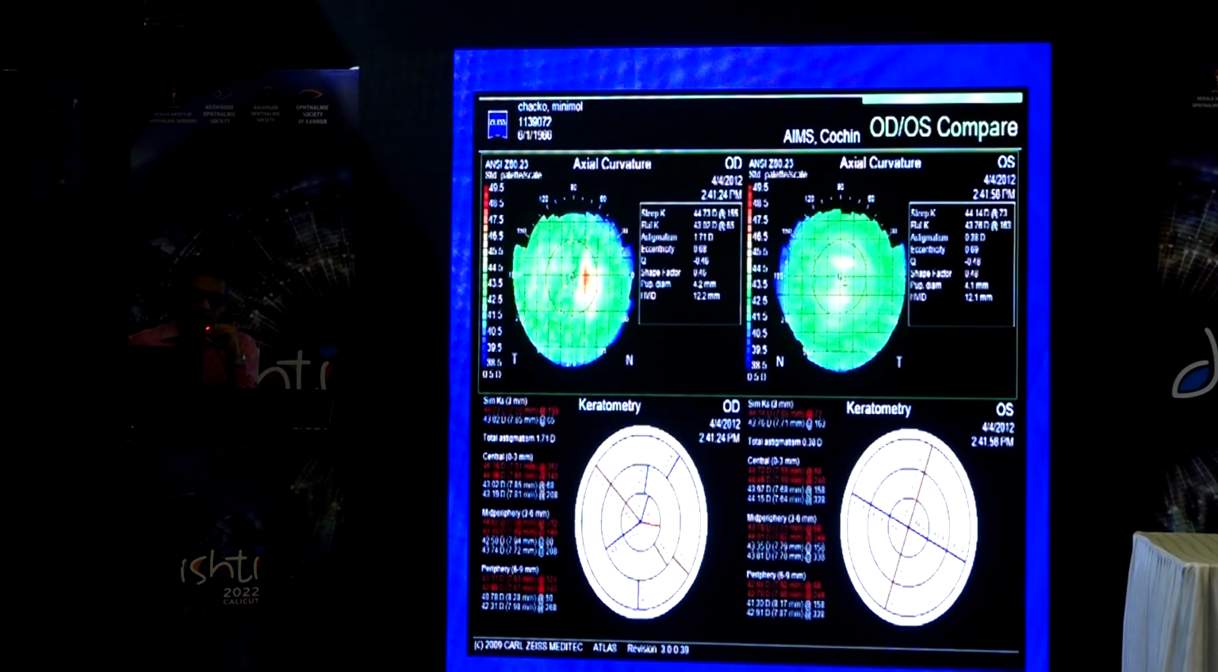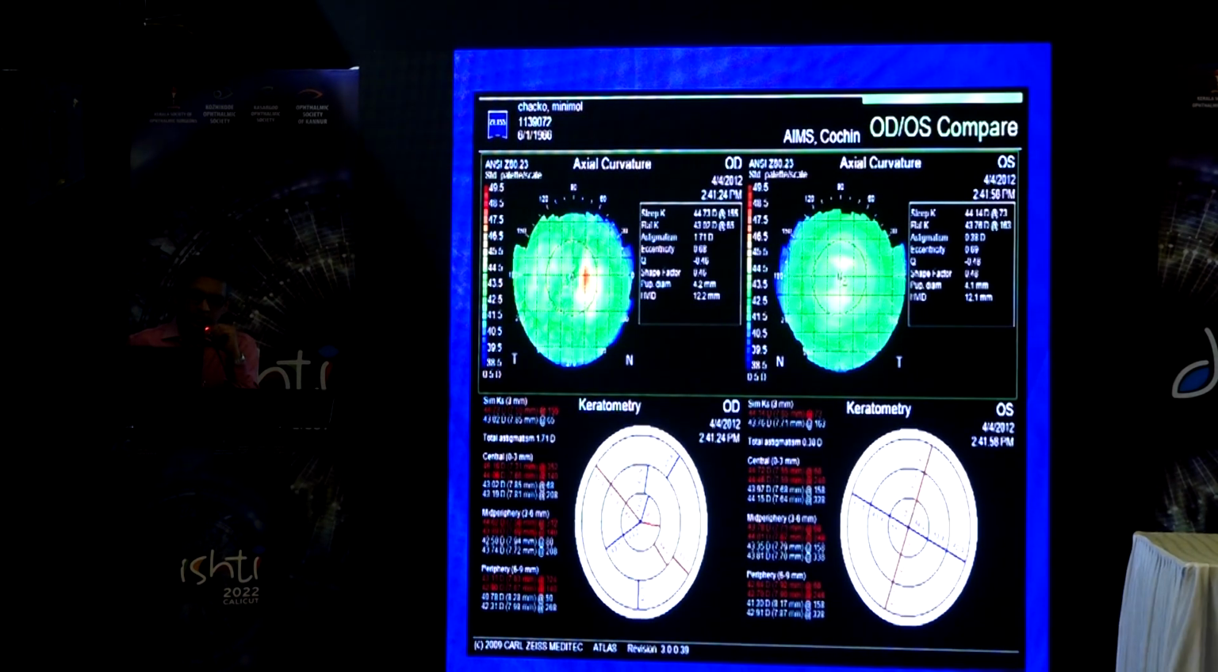So this is my own topography. I have astigmatism, with the rule astigmatism. You can see that the superior part of the bow tie is slightly steeper than the inferior part. What about this? You can call it an irregular pattern, but absolutely no pathology seen. We have to look at other parameters also.